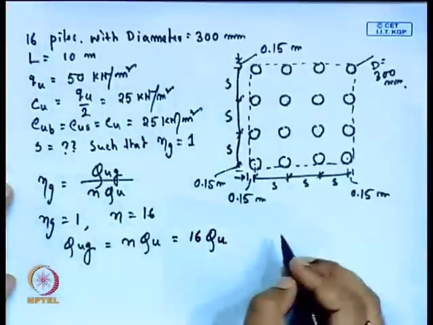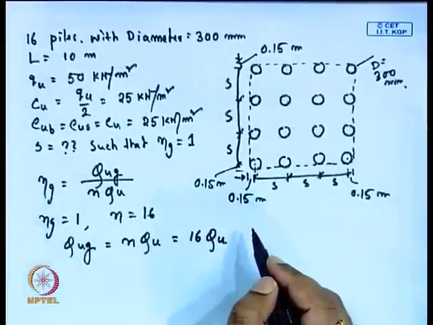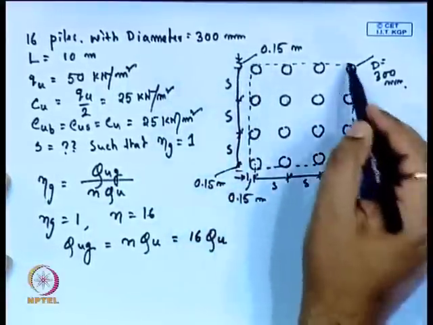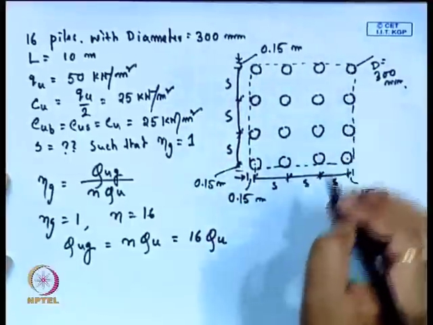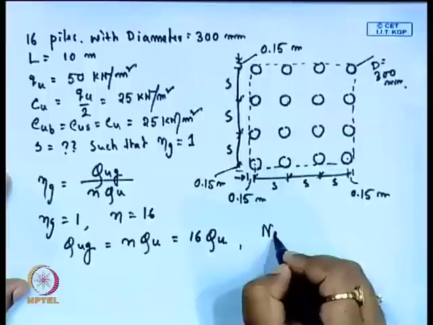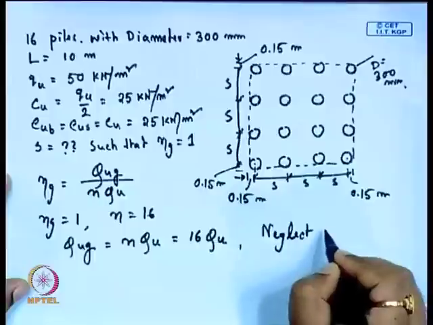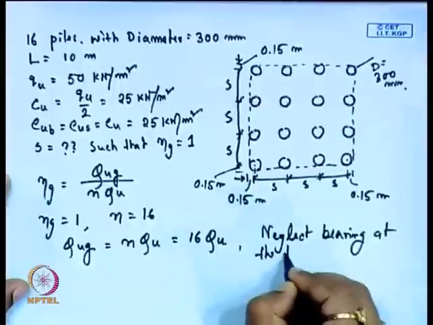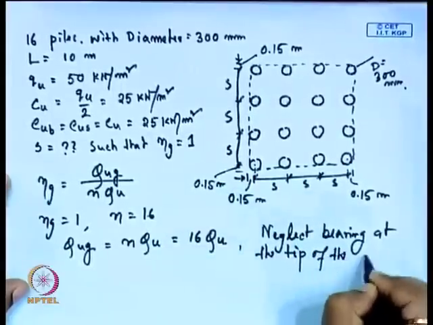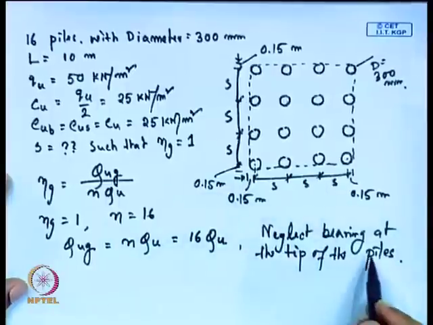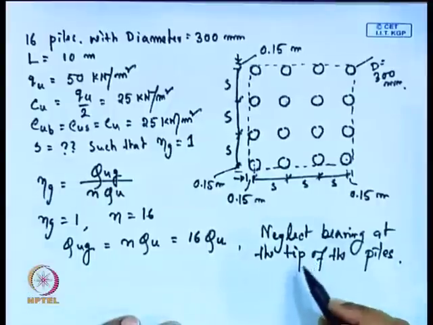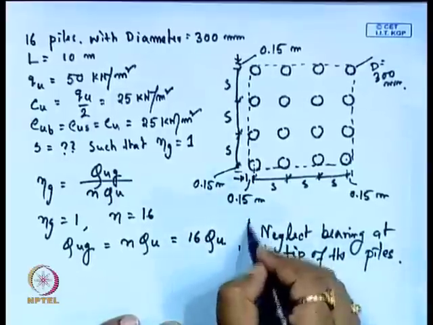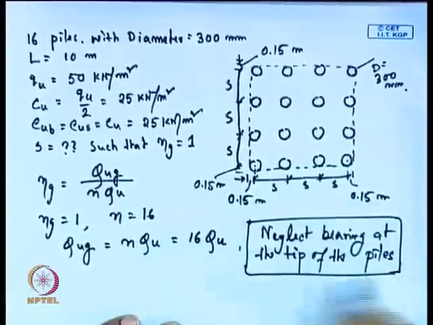And here another condition is that we can neglect the tip resistance of this pile. We can neglect the bearing at the tip of the piles, because these are in the clay, so these are friction piles. The resistance coming from the friction will be more as compared to the resistance coming from the tip. So the one condition is that we are neglecting the tip component.